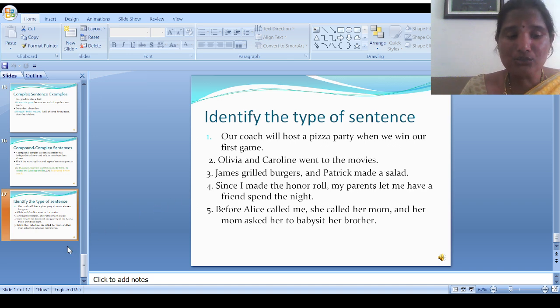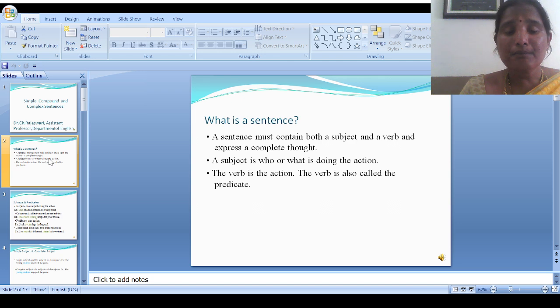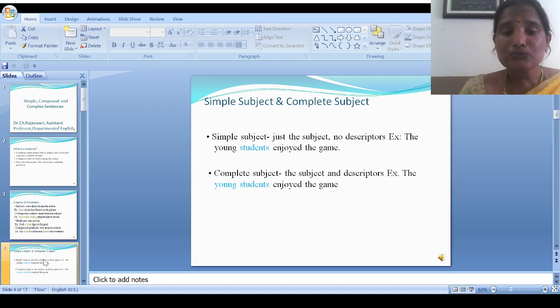I believe, students, you have understood the concept of complex and compound sentences. You can check these from the slides given. All the PowerPoint can be read by you again. If you have any doubts, you can fall back on it. All of this is described in the PowerPoint itself.